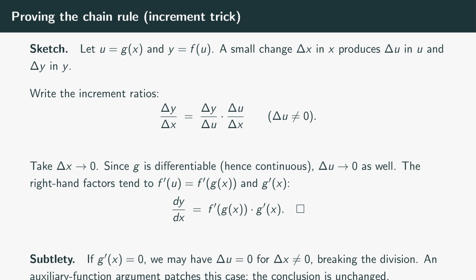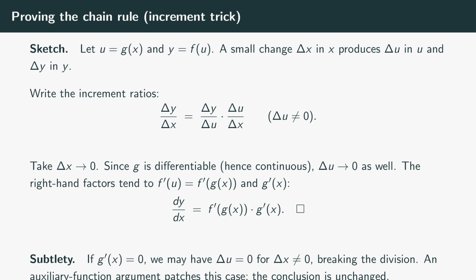Now take delta x to 0. Because g is differentiable at x, g is continuous at x, so delta u also tends to 0. The factor delta y over delta u, with delta u tending to 0, is the difference quotient for f evaluated at u, and that limit is f prime of u, which equals f prime of g of x. The factor delta u over delta x is the difference quotient for g at x, and its limit is g prime of x. Multiply the limits. The derivative of y with respect to x equals f prime of g of x times g prime of x.